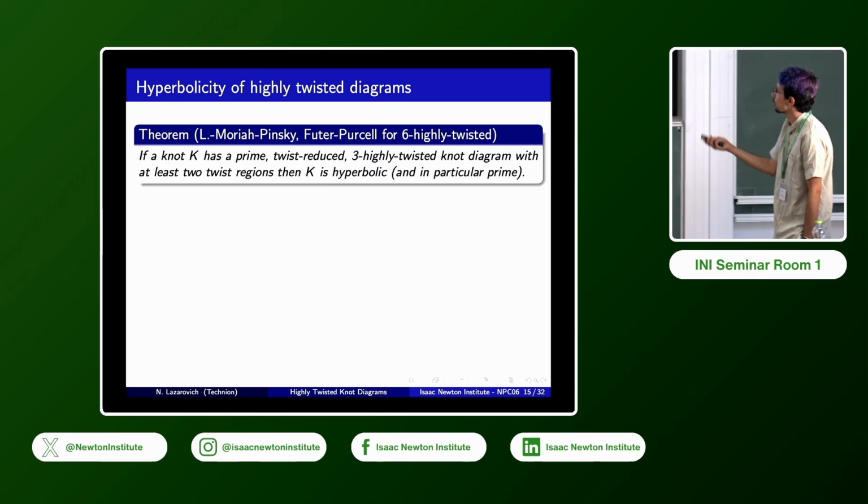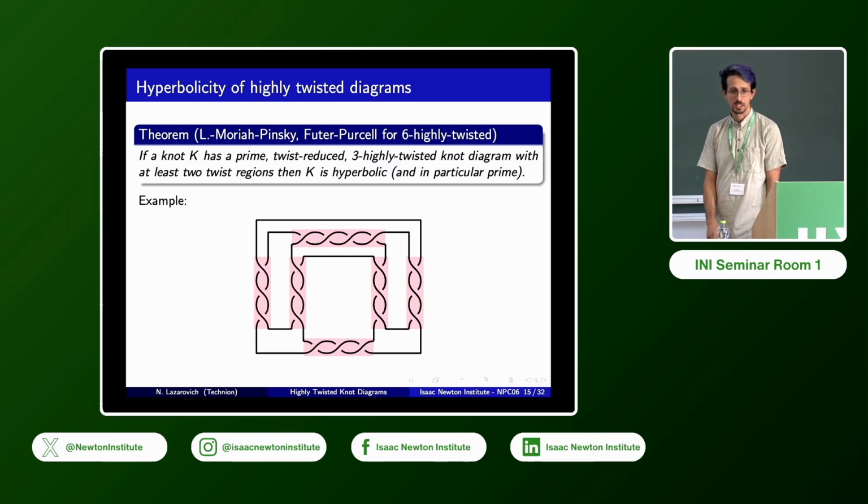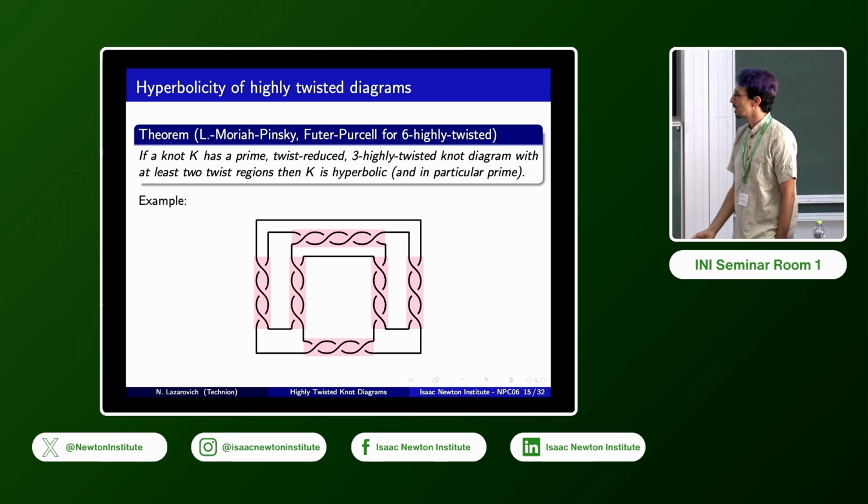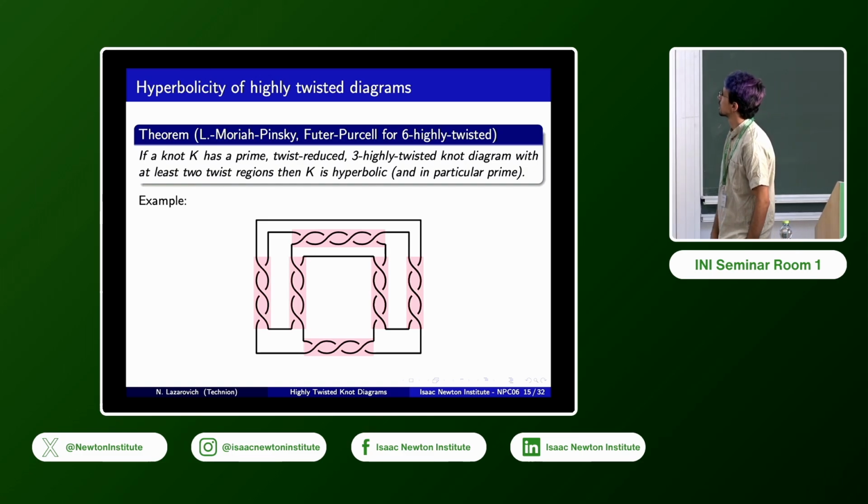Okay, and those are easy to produce. I mean, you can draw many such things. Okay, as long as you just twist enough everywhere, it will satisfy it.